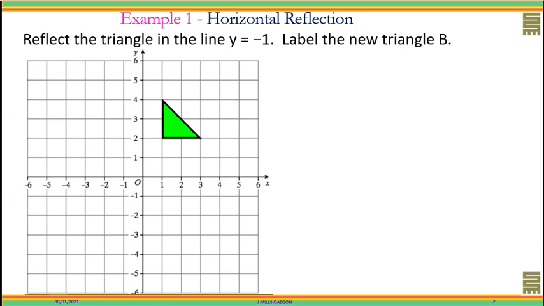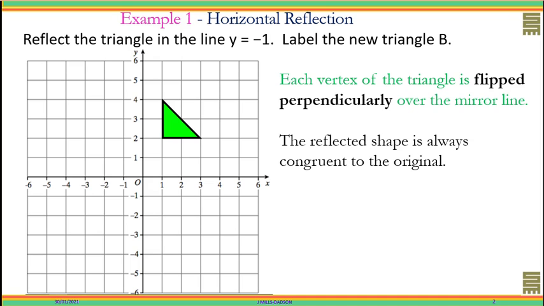Let's look at example 1, horizontal reflection. Here we have a triangle and we need to reflect it in the line y equals -1, and we label the new triangle B. So let's identify our mirror line, y equals -1. That is the line. So we're going to flip the corners, or the vertices, of the triangle perpendicularly over to the other side of the mirror line.